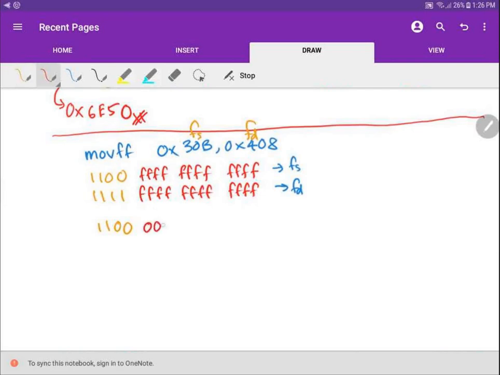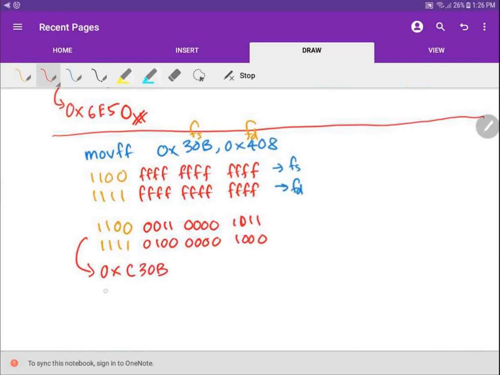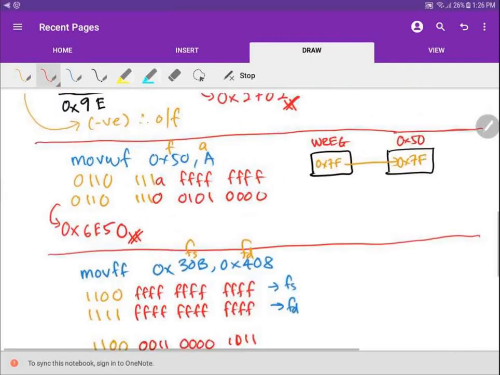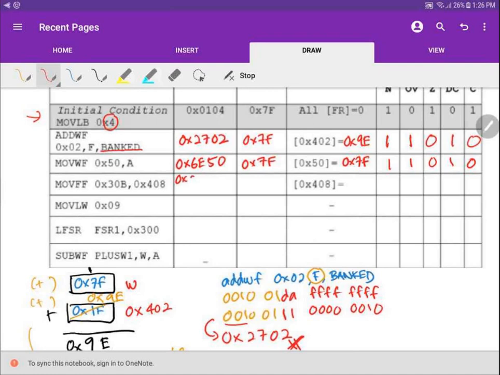So what is 3? 0011 is 0000. B is 1011. Bottom is 1111. 4 is 0100. That is 0000 1000. So we convert this to hex. So it is C 30B F 408. Right? So we write here C30B F408. So you get 2 marks for that.